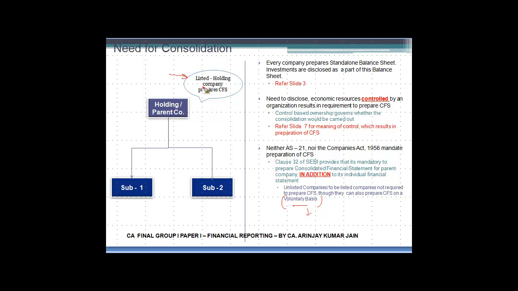Therefore, it follows that a listed company or a listed holding company prepares consolidated financial statements. Just to summarize, the need for consolidation flows from clause 32 of SEBI. Neither Accounting Standard 21 nor the Companies Act prescribes that you have to prepare CFS. The criterion for preparing CFS is the control exercised by one organization over the other. Meaning of control we'll see subsequently. And every company has to prepare a standalone balance sheet in any case. Just because you are preparing your CFS does not mean you need not prepare your standalone balance sheets.